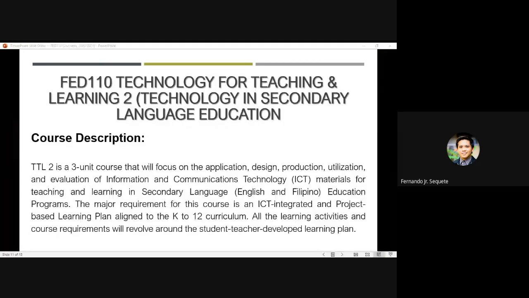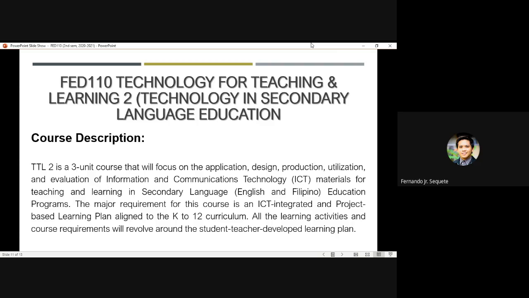Okay, TTL2 is a 3-unit course that will focus on the application, design, production, utilization, and evaluation of information and communications technology. Please take note, children, that the acronym ICT stands for Information and Communications, with an S, Technology. Okay? Klaro ba yan? Yes, sir. Very good. Okay. So, ICT or Information and Communications Technology materials for teaching and learning in secondary language, that is specifically for English and Filipino education programs.